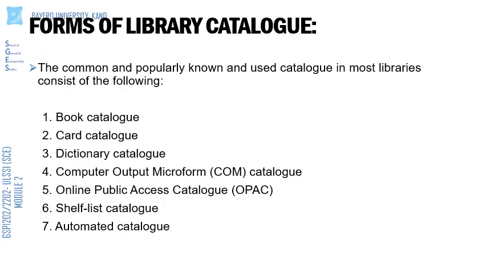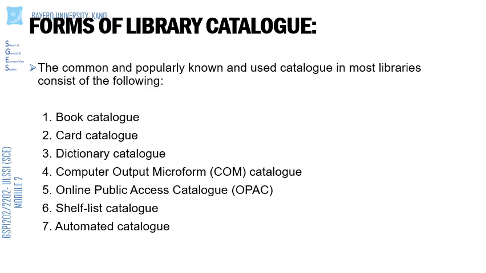Forms of library catalog. The common or popularly known and used catalog in most libraries consists of the following. We have the book catalog, usually in the form of a book. We have the card catalog that appears on cards, usually arranged in a cabinet whereby they are put on a tray. You see each entry separately on a card.